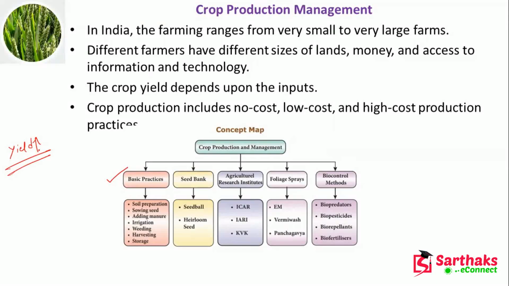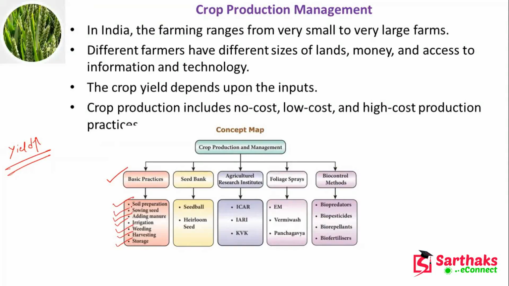And the crop production includes very low cost or no cost and high cost production. So according to that, we have to find out the types of the crops and the economic value of the crop, right? So the first thing is the basic practices like soil preparation, sowing seeds, adding manure at the time of cultivation, irrigation, weeding, harvesting, storage. So these things we have to do.